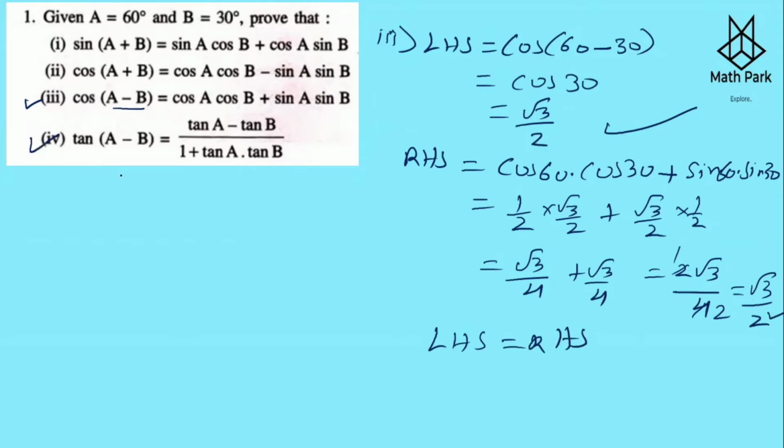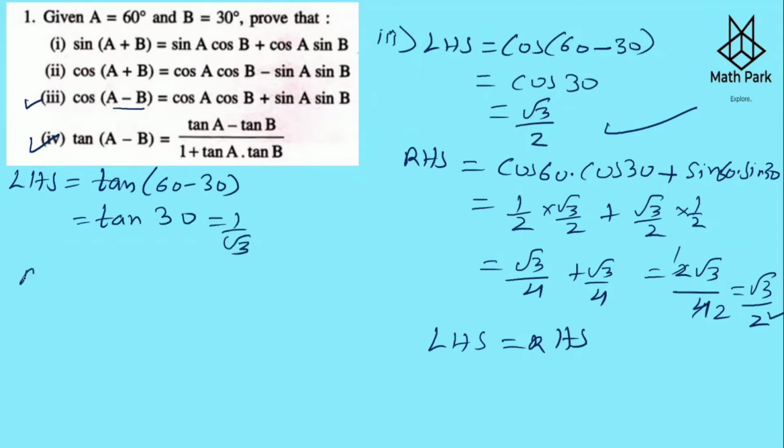Let us start with the fourth one. Tan (A minus B), let us take LHS of this. So tan of (A minus B), A is 60, B is 30. So this becomes tan (60 minus 30), which is tan 30. And tan 30 is 1 upon root 3.